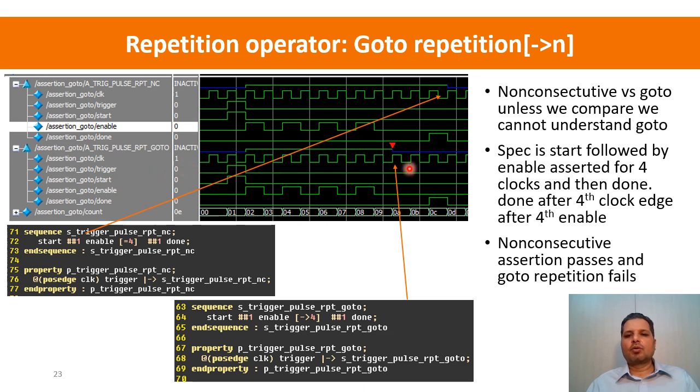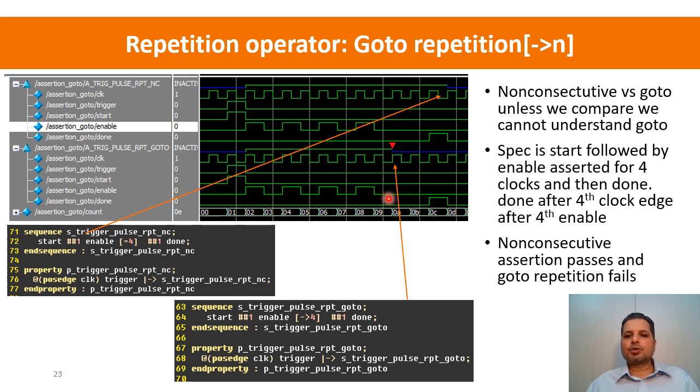Whereas if we look at our go to repetition, it has failed. It has failed as soon as we have had the 4 non-consecutive repetition of enable. So we reached this point. We had the start, we had a non-consecutive repetition 4, which completed right at the count of 8, on this particular clock edge. Now it was expecting done to come here.